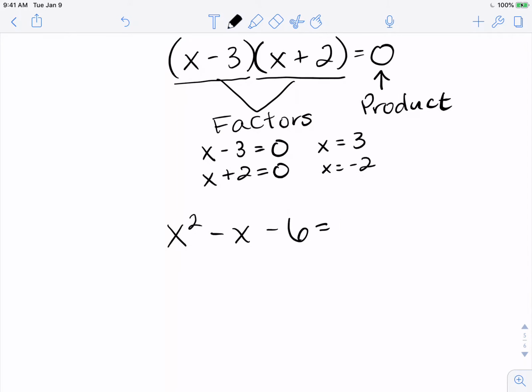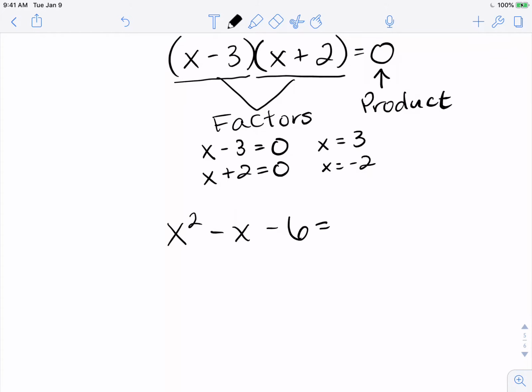So what happens when your product is not zero? Well, if you have something like x squared minus x minus 6 equals, let's say, -4, you can just use algebra to add 4 to both sides. Basic algebra rules: what you do to one side, you must do to the other. And you get it set equal to 0.